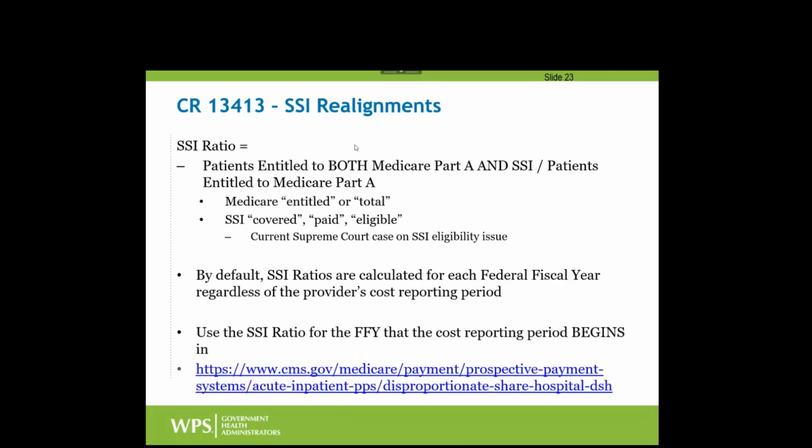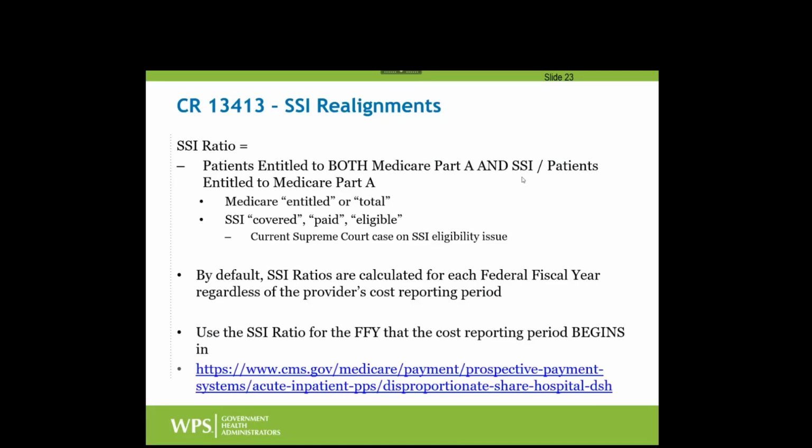So now on to the SSI ratio realignments. The more detail there, kind of jumping around a bit. My apologies for that. This one we actually do have a little bit of more information on, and I want to get into some of the details here about this SSI ratio in general.